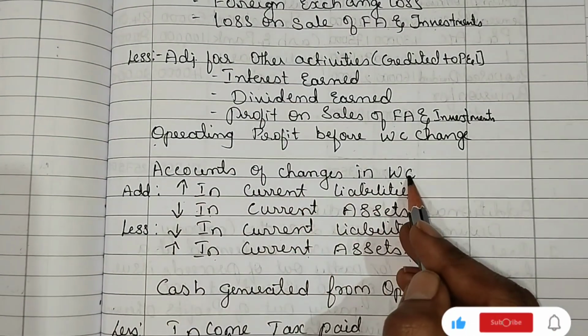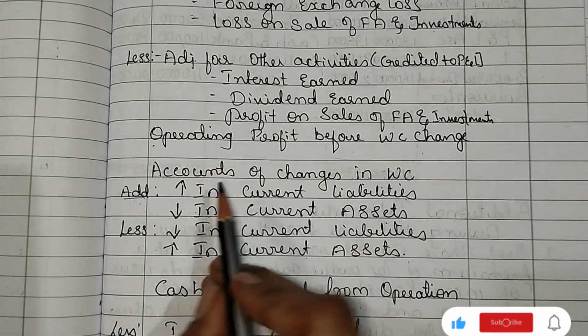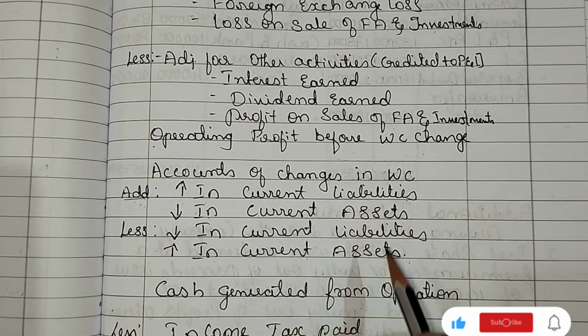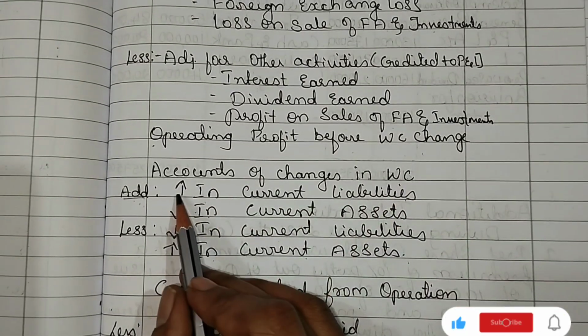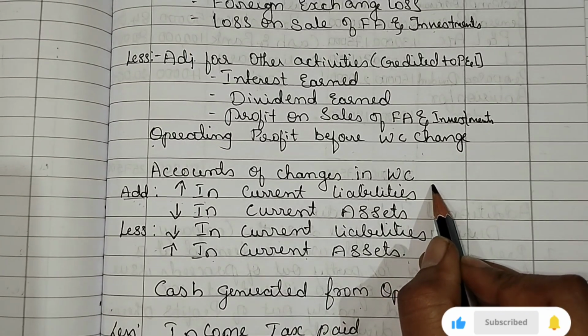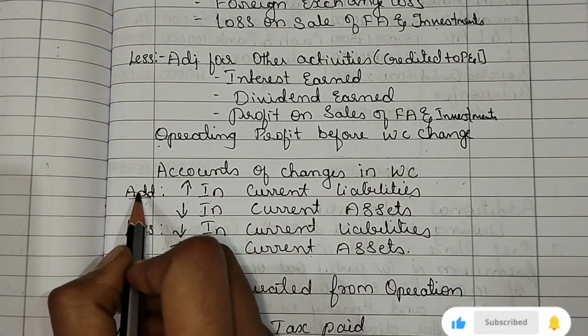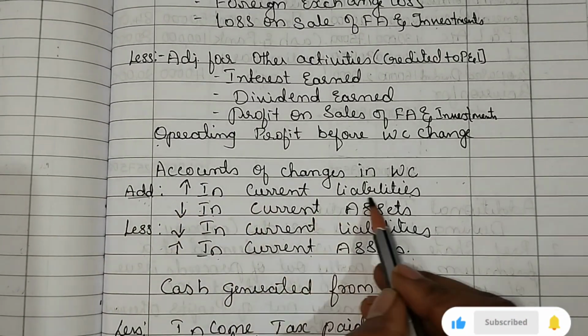Adjustments for changes in working capital. What you need to add is the increase in current liability. Because when it is increasing, cash comes to us. Example, you borrowed a loan of rupees 1 lakh. 1 lakh cash came, right? So that's why you need to add the increase in current liability.